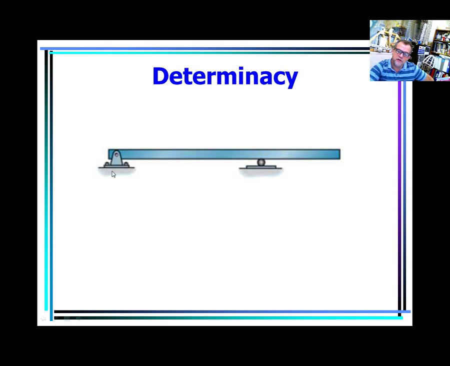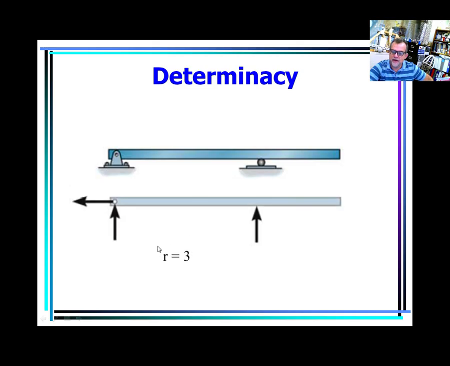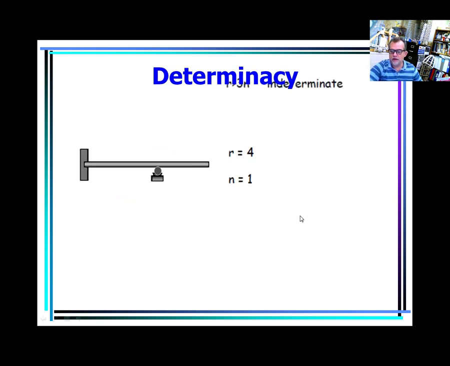R, number of reactions. How many reactions here? 2. And here, 1. 2 plus 1, 3 reactions. And how many bodies? From here to here, I think only 1 element. So I have 3 reactions and 1 body, meaning R equals 3 times N, meaning that is a statically determinate type of structure. Now look at this one.